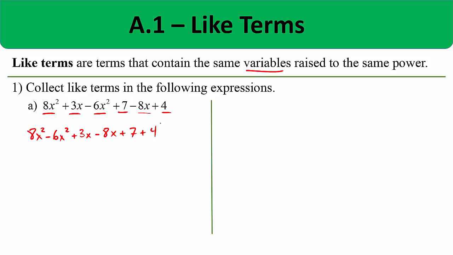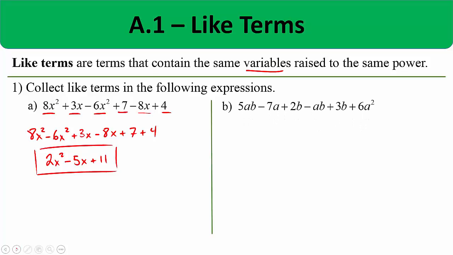Now let's collect like terms. So 8x squared minus 6x squared is 2x squared. If we collect 3 and negative 8, we get negative 5x. And collecting 7 and 4, we get 11. So this would be our final answer.